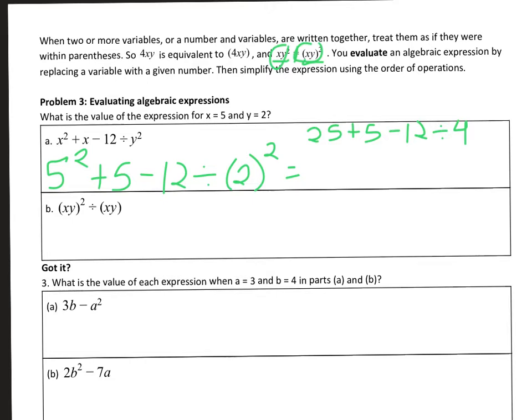And then I continue on with my order of operations. I've got plus, minus, so adding, subtracting, dividing. I'm going to take care of the division. Next, 25 plus 5 minus 3. 12 divided by 4 is 3. So, simplifying that out, I can do this with mental math, I think. 25 plus 5 is 30. 30 minus 3, 27. That is simplified. That is the value of the expression for those two given variables.